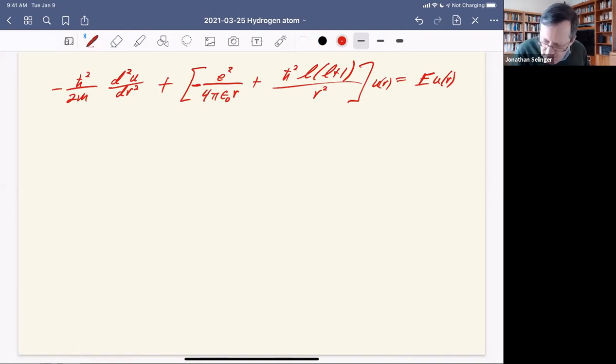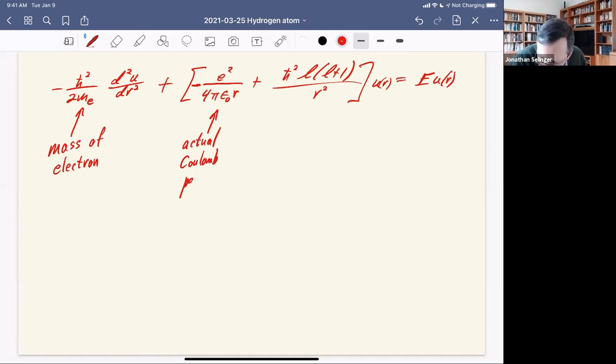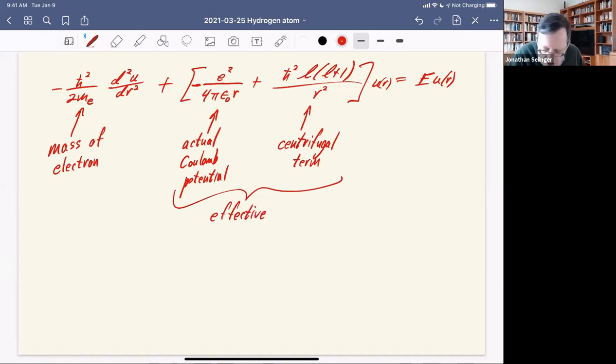Let's see, in this equation, what can I point out to you? One thing, of course, is that this m is the mass of the electron. It is not the quantum number m here. In the book, they say m sub e for mass of electron. Maybe that'll distinguish that. And so this then is the actual Coulomb potential. And this is what I called the centrifugal term. So these two things together make a sort of effective potential. It depends on the r.